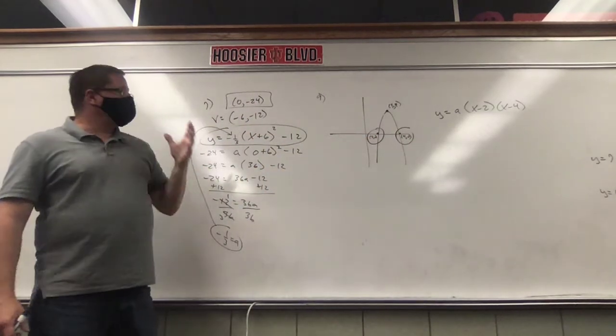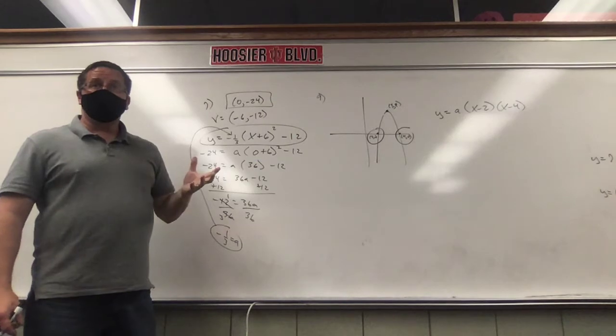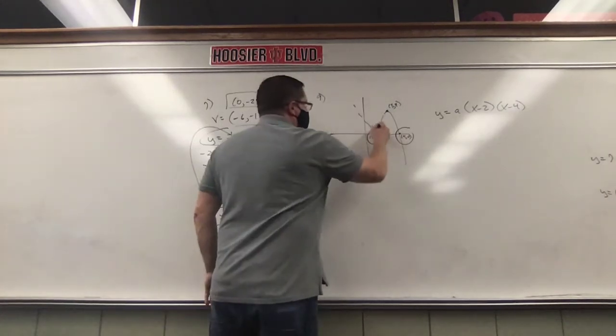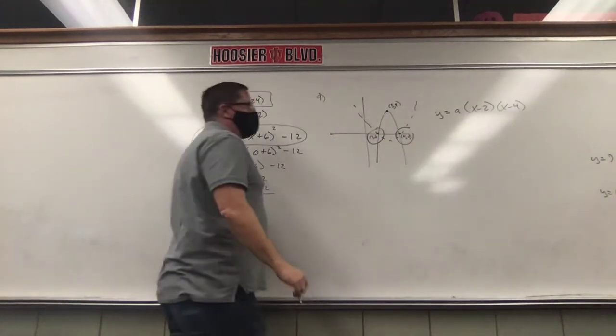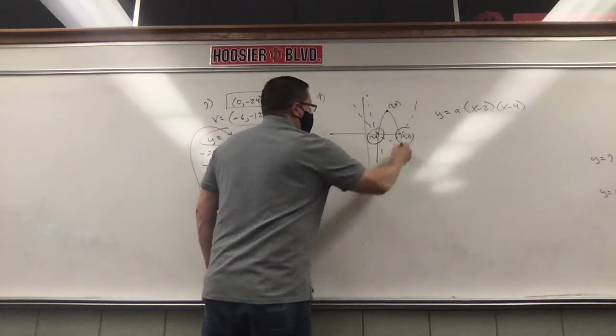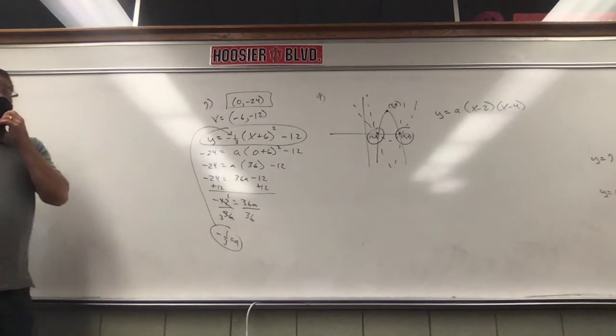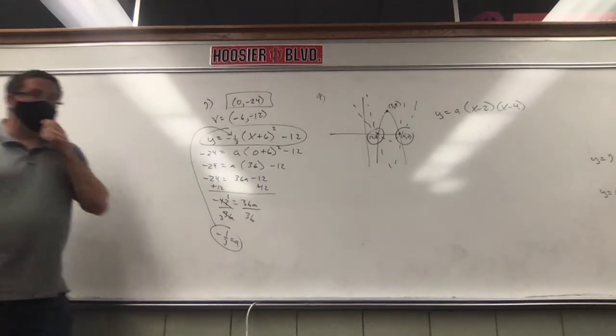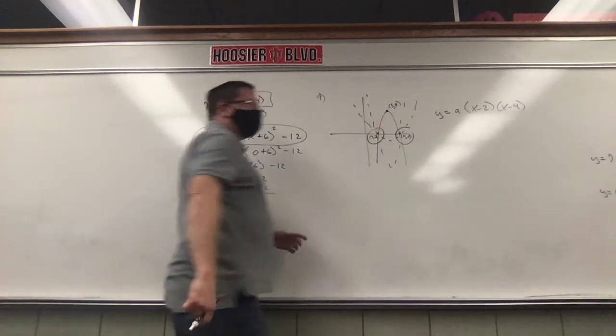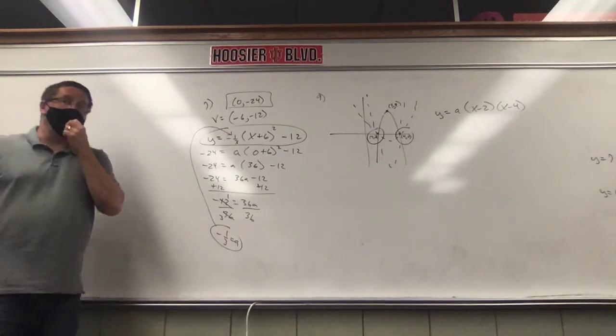So what I want to point out, though, again, is that there are a lot of parabolas that can have these intercepts. I can go like this. That's a different parabola that has the same x-intercepts. Here's another parabola that has the same x-intercepts. So we've got to find out what a is. We know something about a from the original problem. It's negative something, but we don't know negative what.